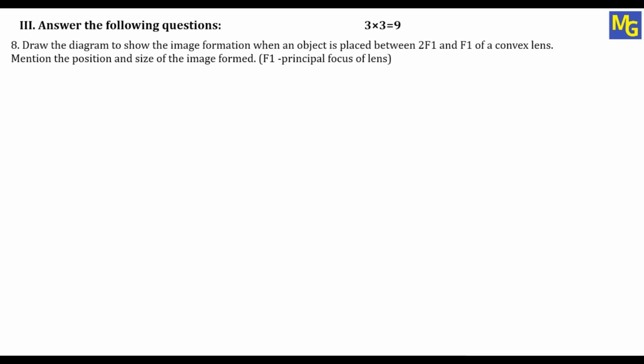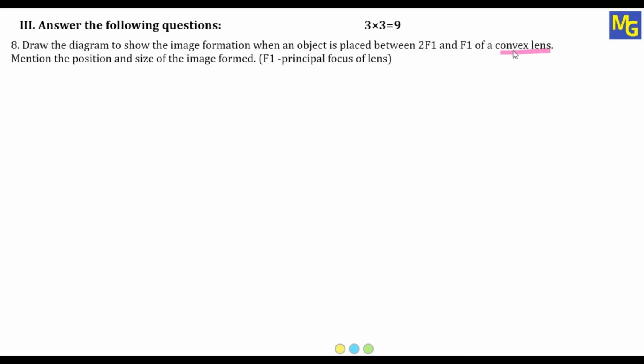So let's start with the first question, that is question 8. Roman number 3, answer the following questions. Here we have to answer 3 questions, each carries 3 marks, so in total we are going to get 9 marks from this section. Question number 8 says, draw the diagram to show the image formation when an object is placed between 2F1 and F1 of a convex lens.